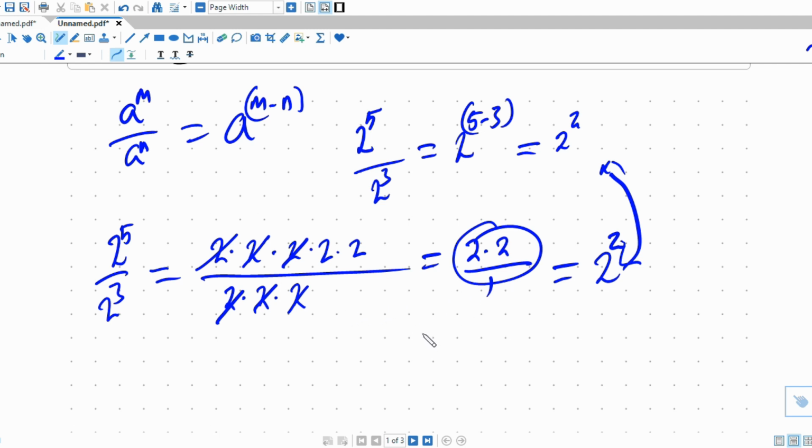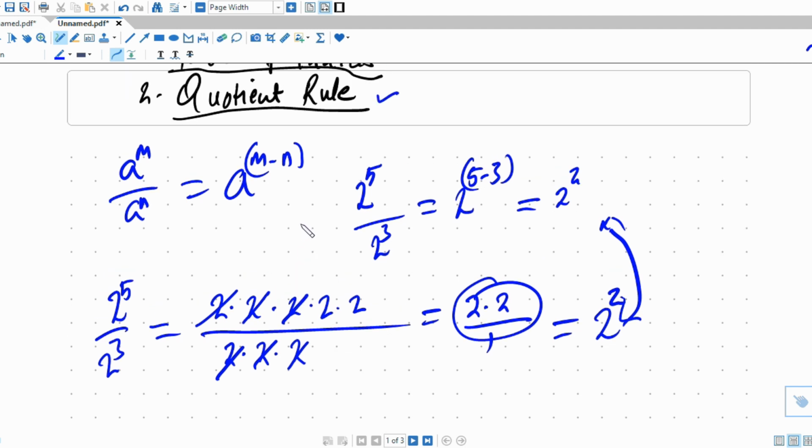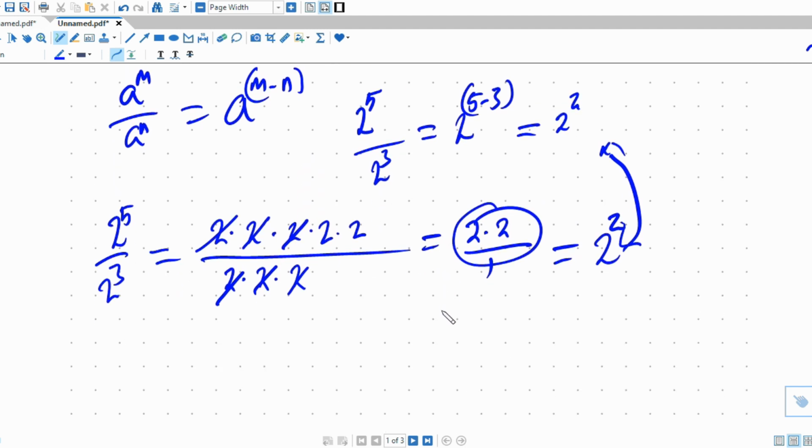So this is how you go about the quotient rule when it comes to the rules of indices.